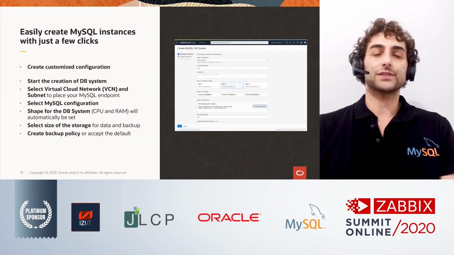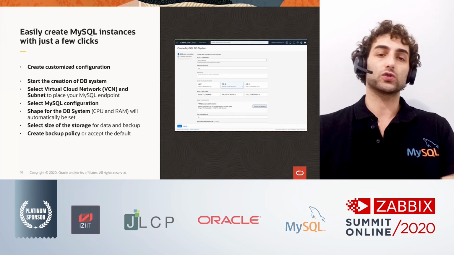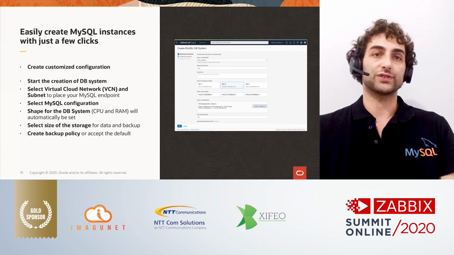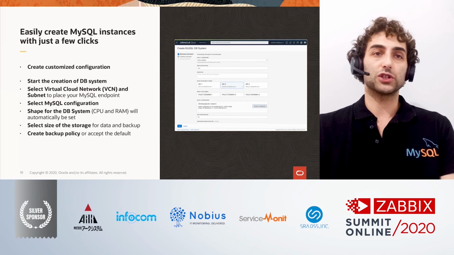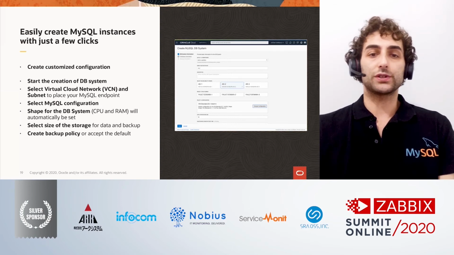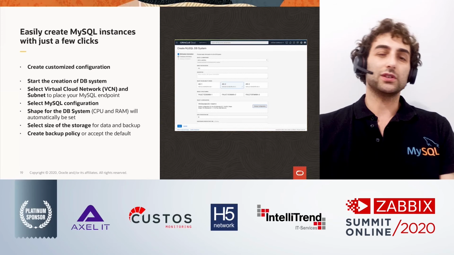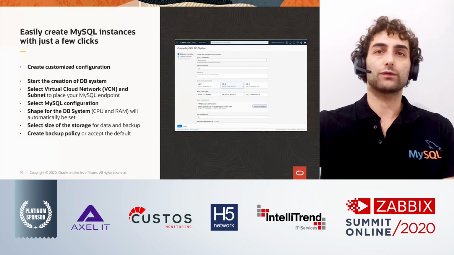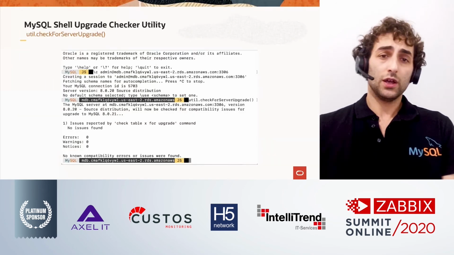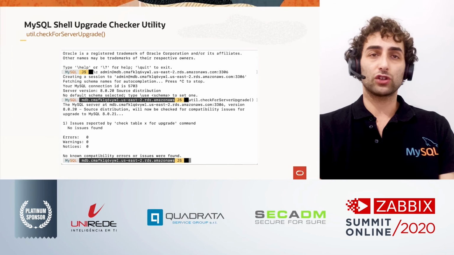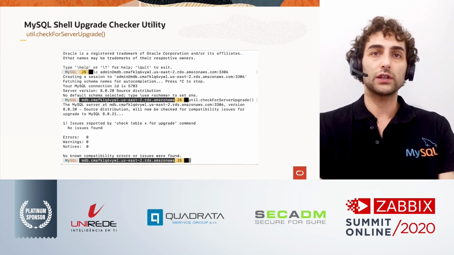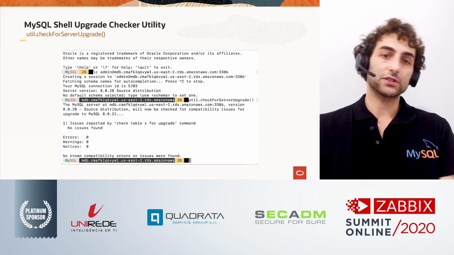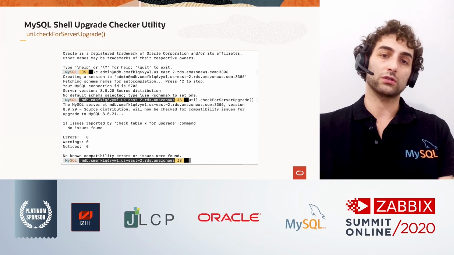You select the associated shape for resources to give to the DB system. It is very straightforward. You have a lot of options available. You select the size of the storage, and you create a backup policy or take the default. So it is very much a process of next, next, next. Very straightforward. And then also a note about the MySQL Shell check for upgrade checker utility, which will go through your schema and will check the compatibility with MySQL 8.0 if you are not already on MySQL 8.0.